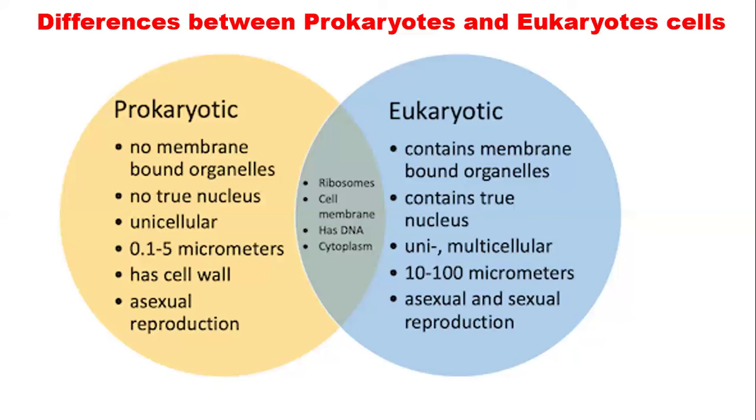They undergo asexual and sexual reproduction, so they can reproduce both sexually and asexually, while prokaryotes can only undergo asexual reproduction. And they have a cell wall. And what do they have in common?